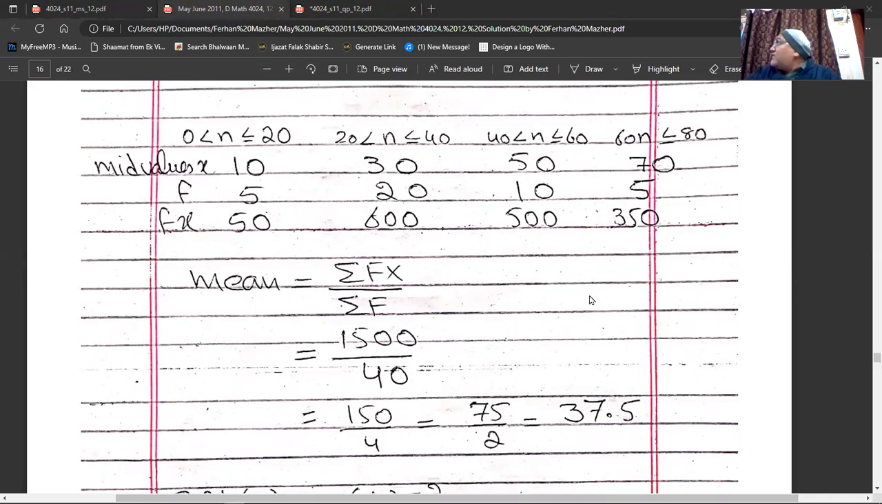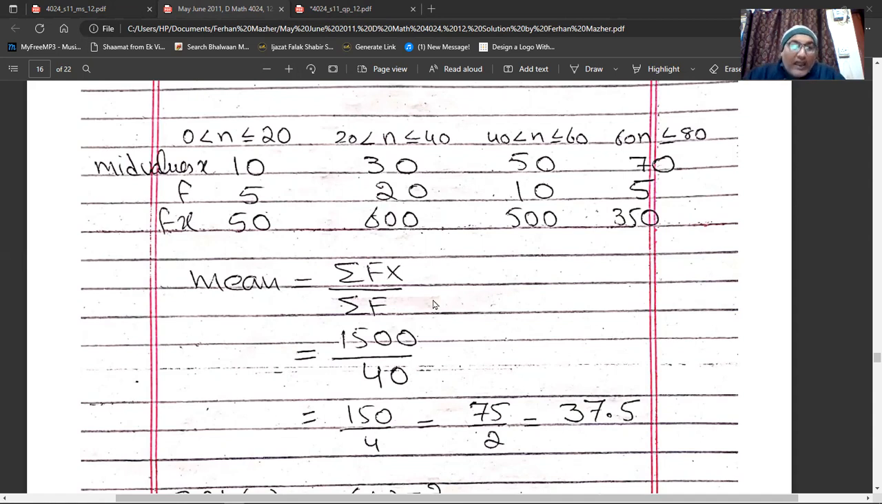So here we have the mid values: the mid value of this class is 10, of this class is 30, of this class is 50, of this class is 70. The frequencies are 5, 20, 10, and 5. You multiply this x and f, you get fx. So 10 multiply 5, 50, 30 multiply 20, that's 600, 50 multiply 10, that's 500, 70 multiply 5, that's 350. So you add up this fx, that will give you summation fx. You add up all the frequencies, that will give you summation f. The mean is summation fx divided by summation f.